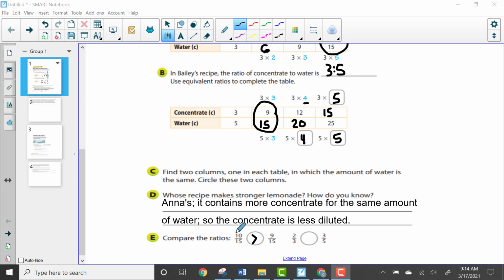And then we can see the original ratio, 10 to 15. We could see that was connected back to 2 to 3. And then 9 to 15, that was connected back to 3 to 5. And then we can see 2 to 3 would be greater there.